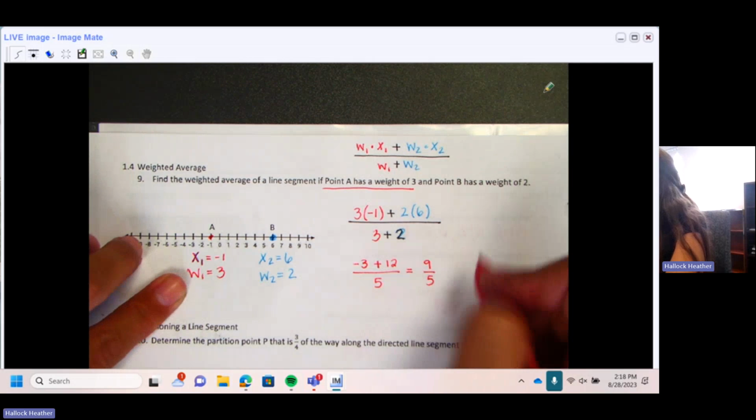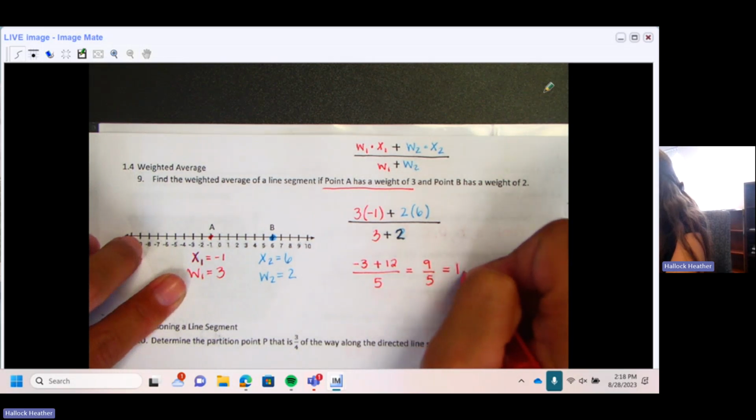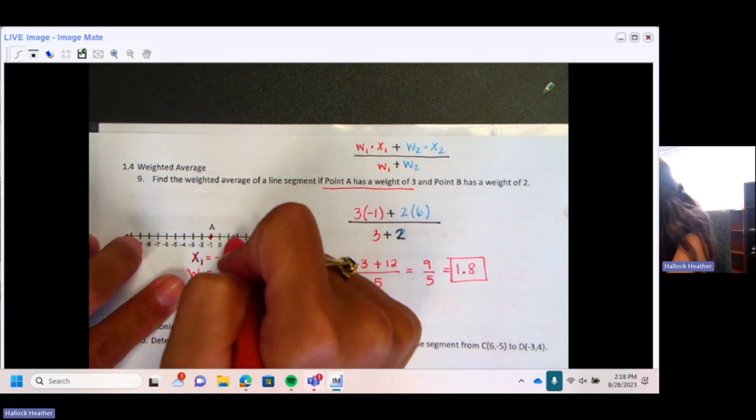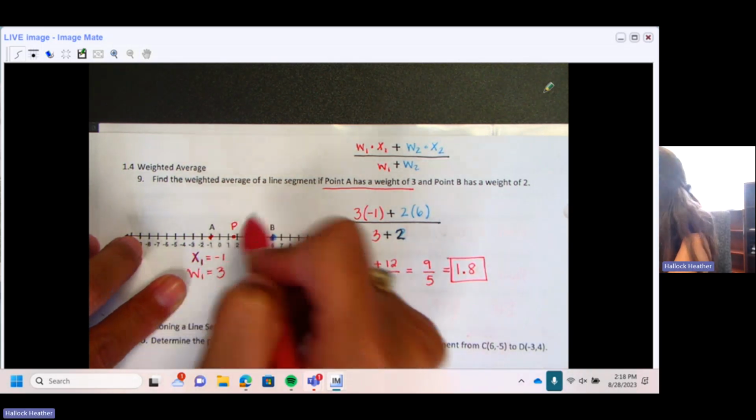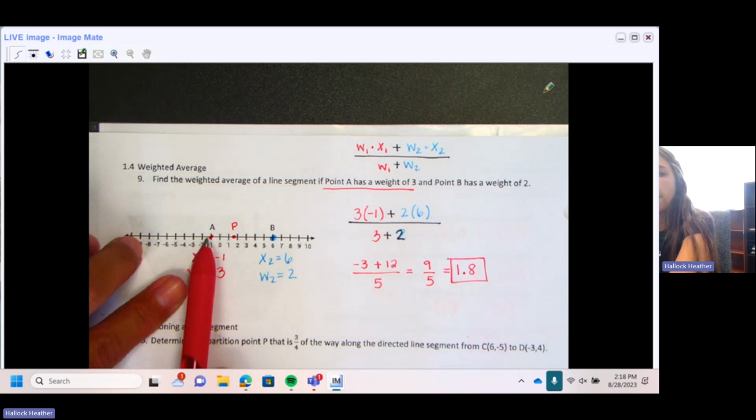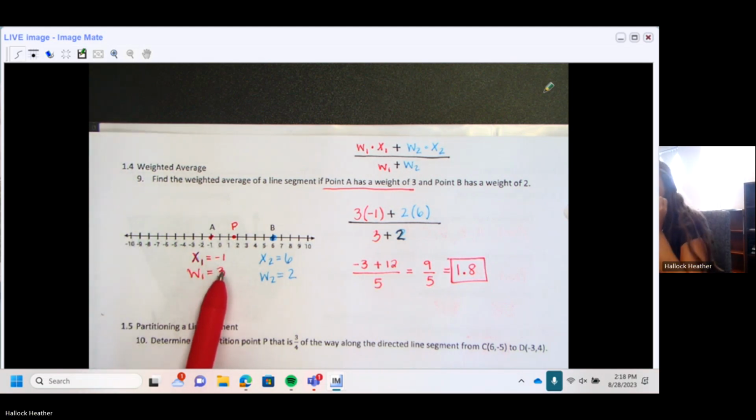This is equal to 1.8. So 1.8 is right here. That's where my point is. It should be closer to the heavier weight. A was heavier, so my point is pulling towards A. So it always leans towards the heavier weight.